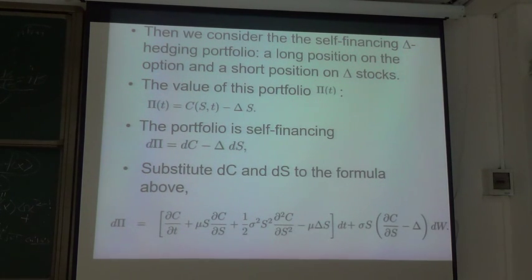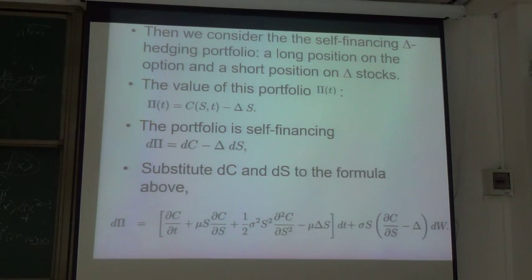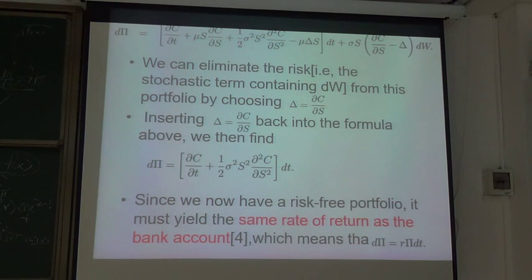Then we consider the self-financing delta hedging portfolio, a long position in the option and a short position in delta stocks. You just focus on the mathematical equations, it is okay. Pi t is equal to C(S,t) minus delta S, and take the differential operations and substitute dS and dC into the formula. We obtain these equations. We can eliminate the risk. The risk is the term dW, the stochastic term containing dW.